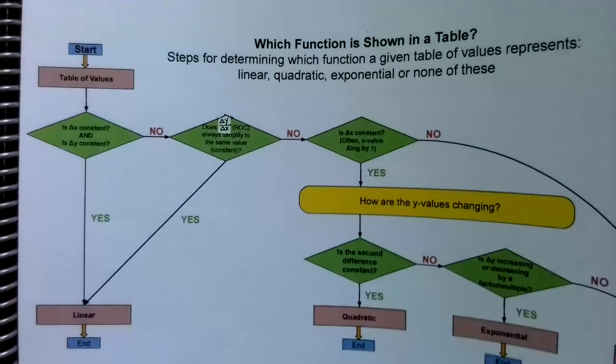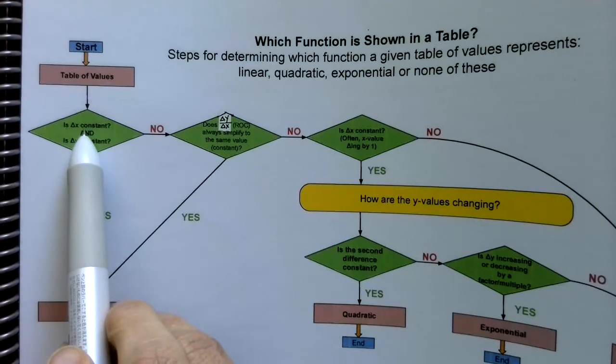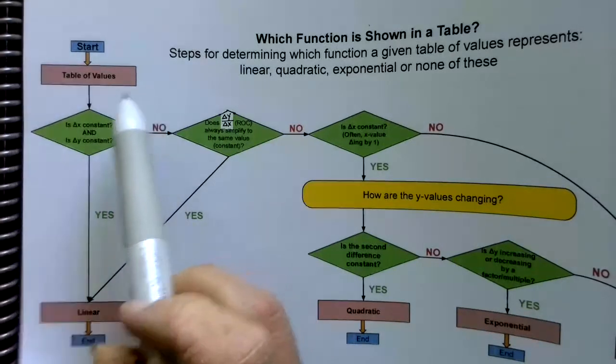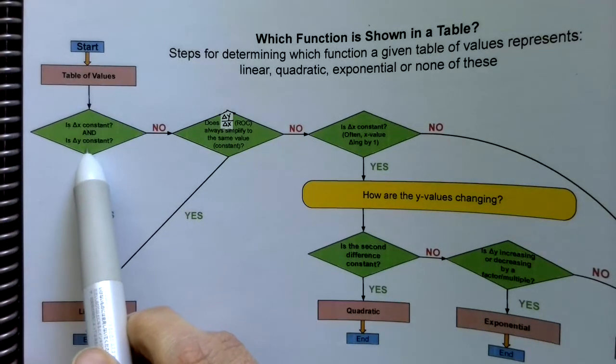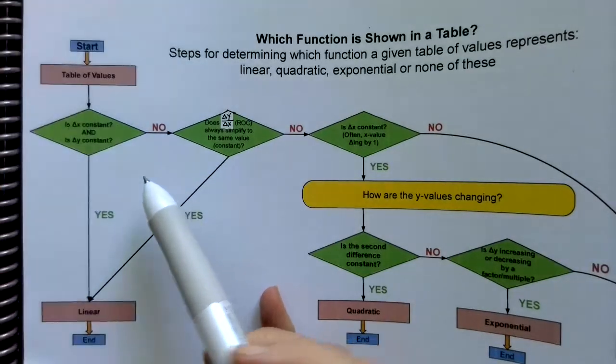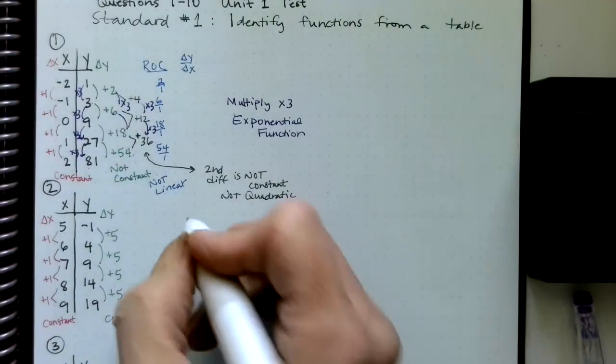So if I consult my flow chart, is my change of X constant? The answer was yes. They all went up by 1. And is my change in Y constant? Yes, they all went up by 5. So this is a yes. So that means I have a linear function and I am finished.